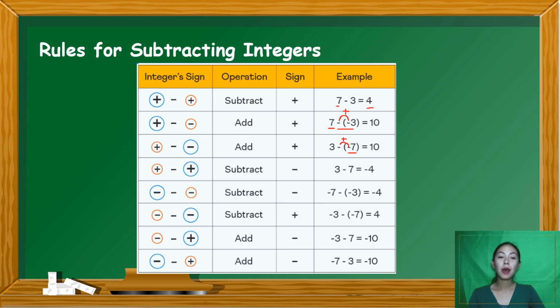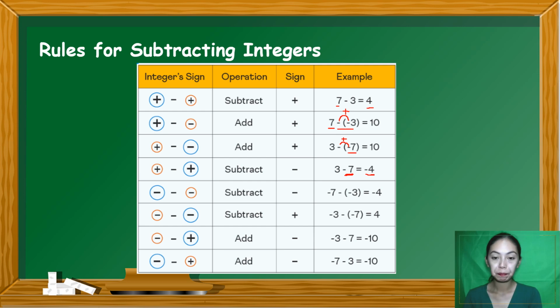Positive minus positive. So here, the second term is the bigger one, with the bigger absolute value. So the operation for this one is subtraction, and the sign is negative. For example, 3 minus 7. Okay, so why is it that our answer is negative? Because the sign of the bigger number is negative. So that is why this is negative.